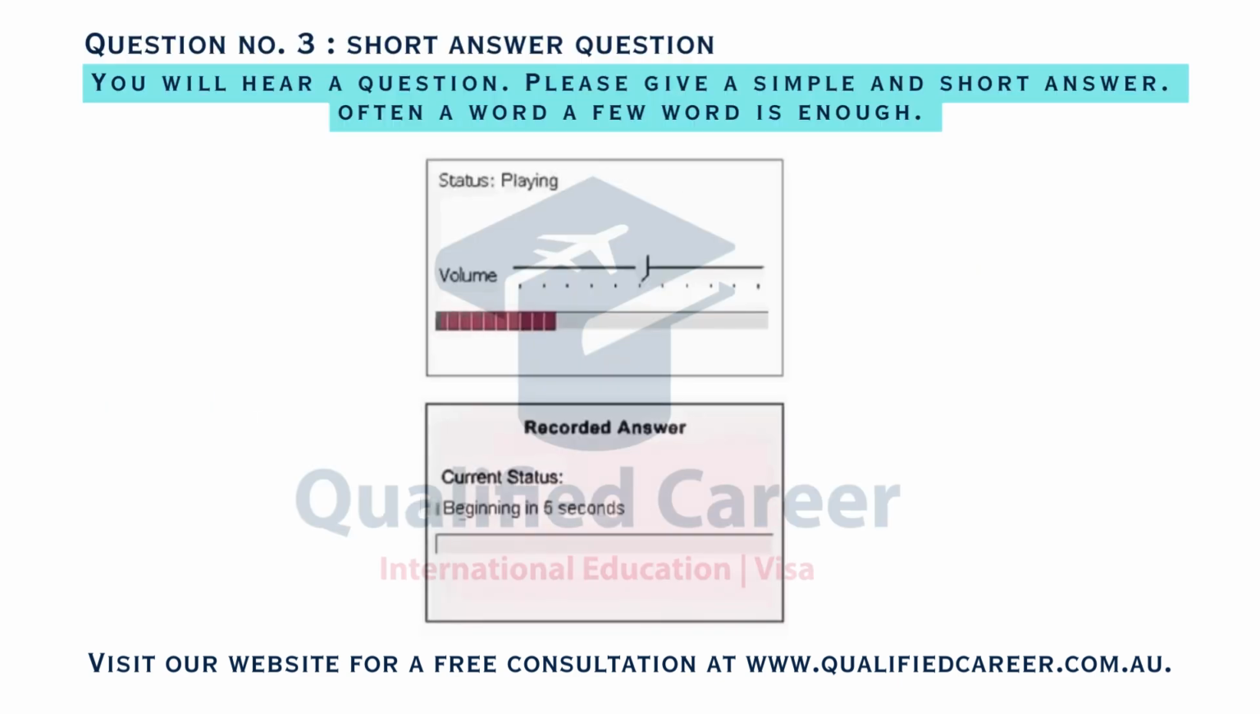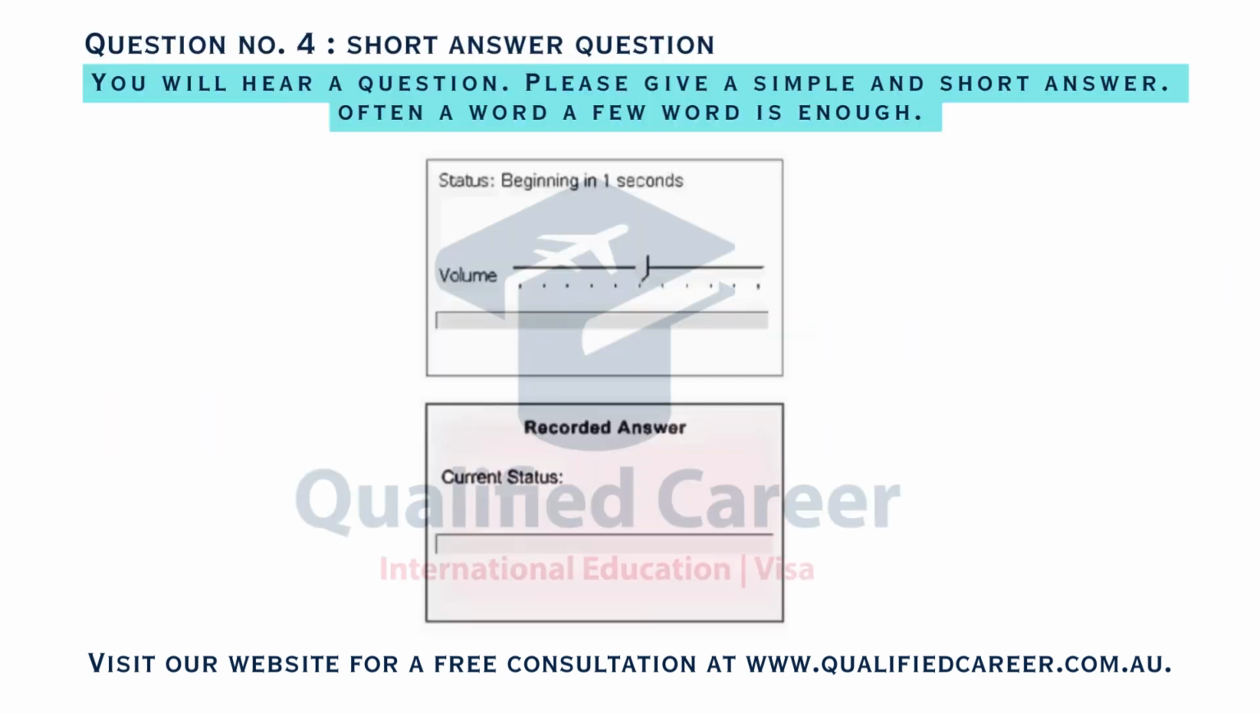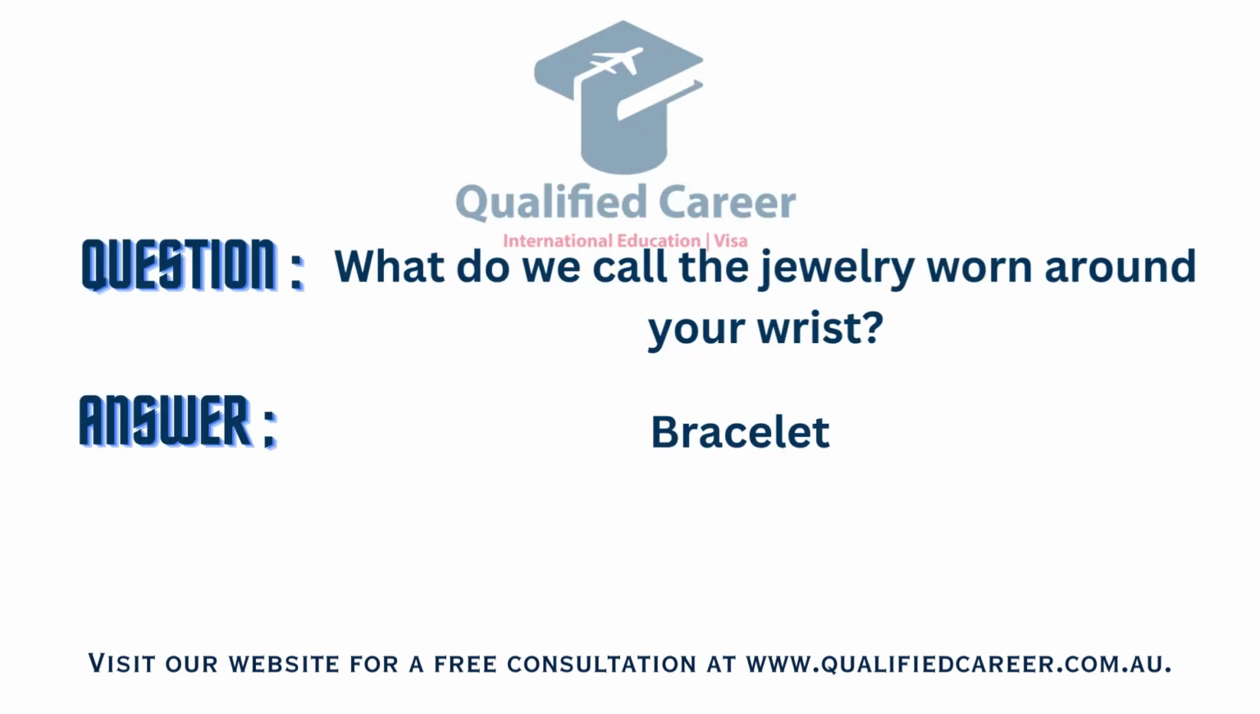Which one is renewable energy, solar power, or fossil fuel? Answer, solar power. What do we call the jewelry worn around your wrist? Answer, bracelet.